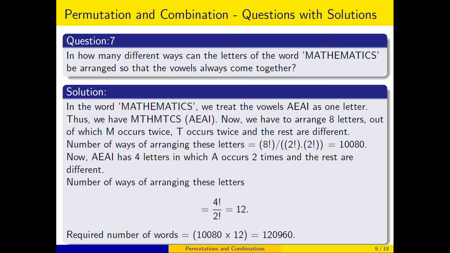Now, the vowels A, E, A, I are 4 letters, in which A occurs 2 times and the rest are different. So the number of ways of arranging these letters is 4 factorial divided by 2 factorial, which is equal to 12. So the required number of words is 10,080 into 12, which is equal to 1,20,960.